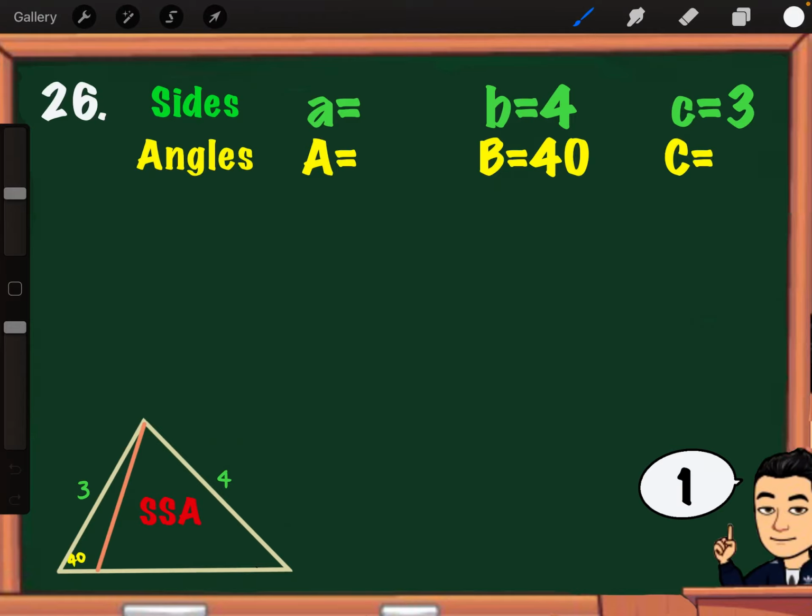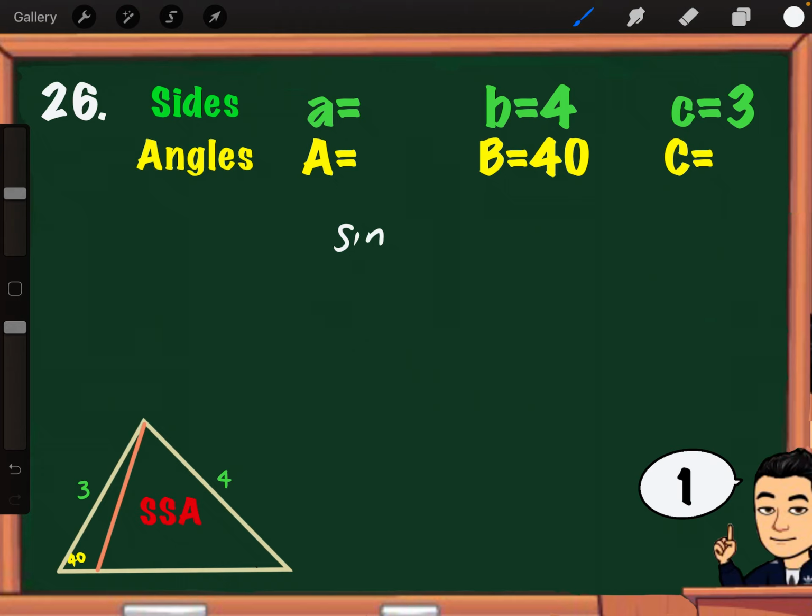So we've got number 26. In number 26, you're going to have just one solution, but you always want to look at the triangle I'm showing you. You always want to prepare for two solutions, but in here you're going to have just one solution. So let's go ahead and solve for this one. First, let's solve for the angle C.